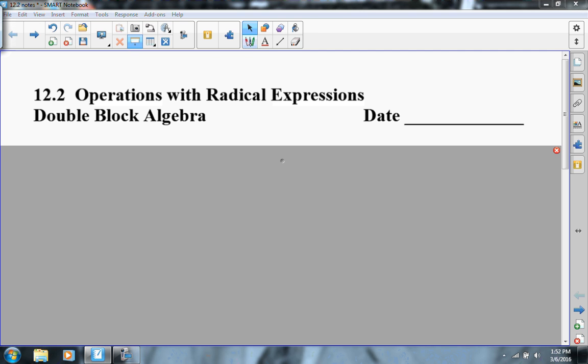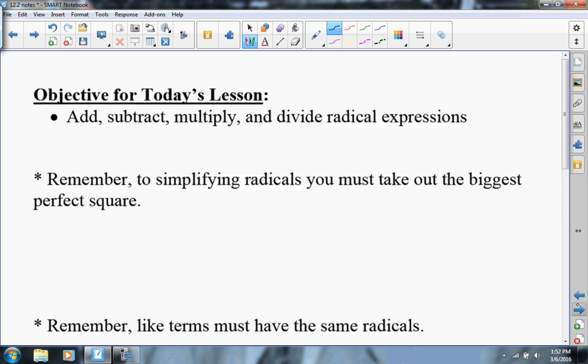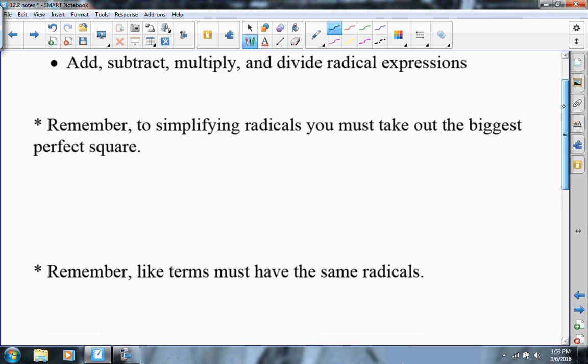These are the notes for section 12.2 entitled Operations with Radical Expressions. And today we're going to talk about how we can add, subtract, multiply, and divide radical expressions. And we just reviewed section 9.3, which talks about how we're going to break down radicals. So we're still going to use some of that today.